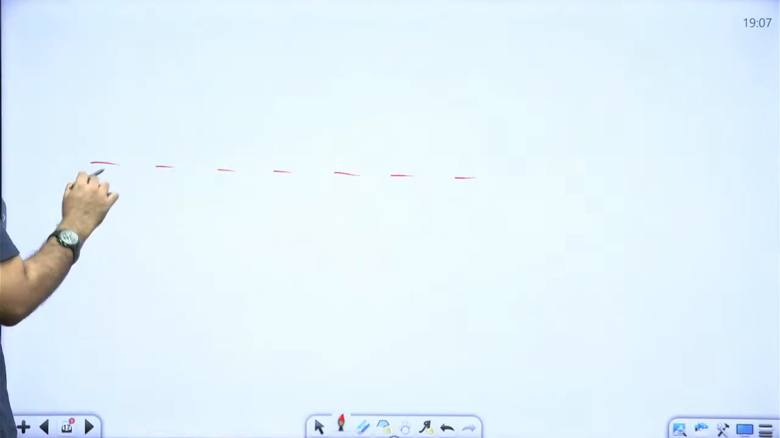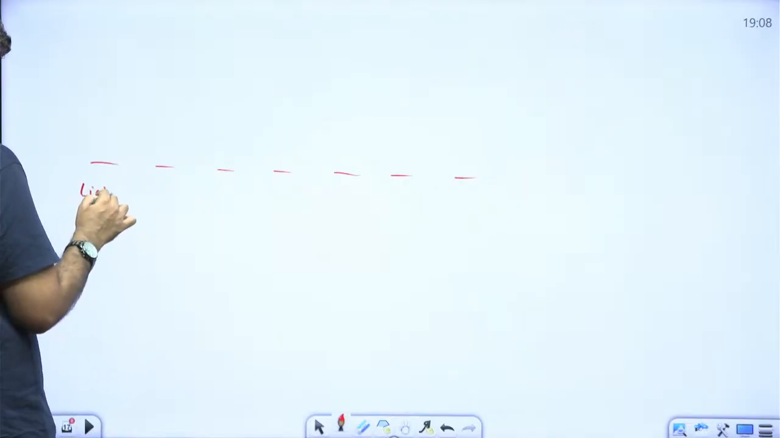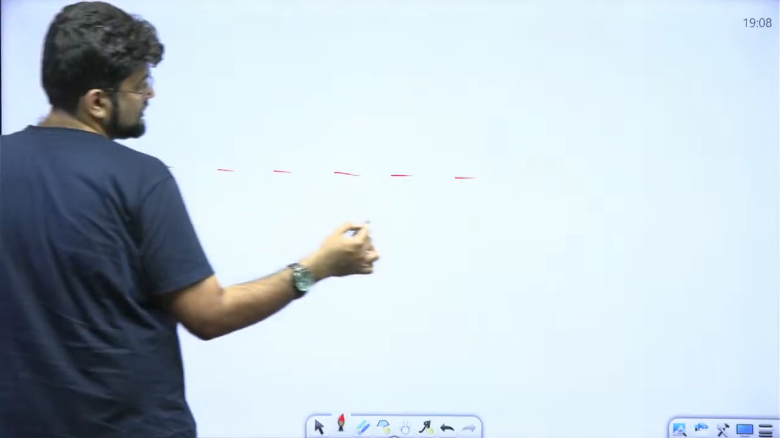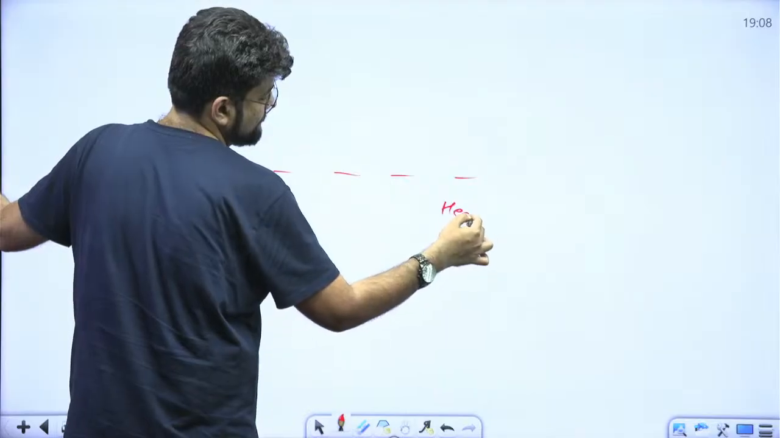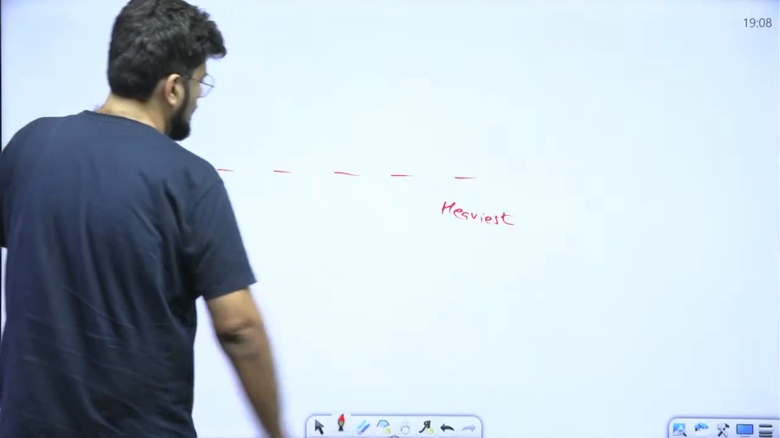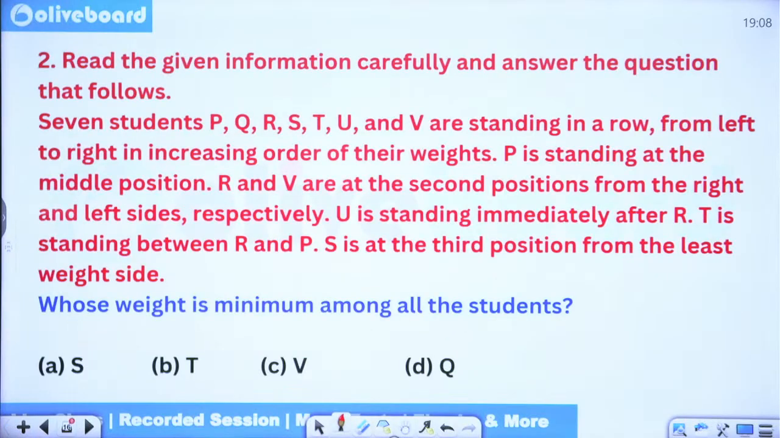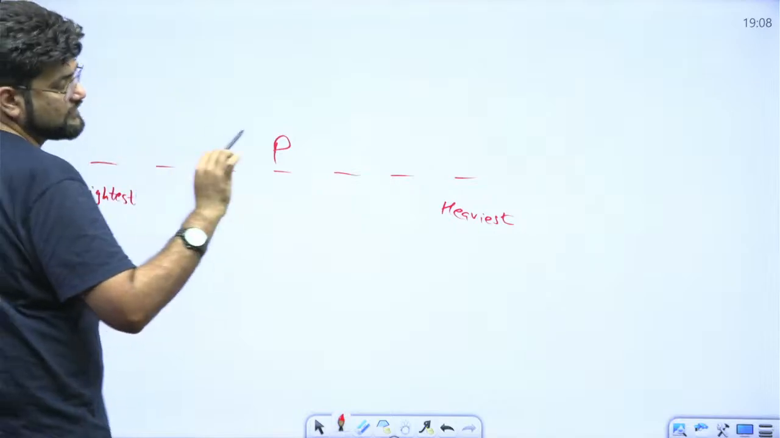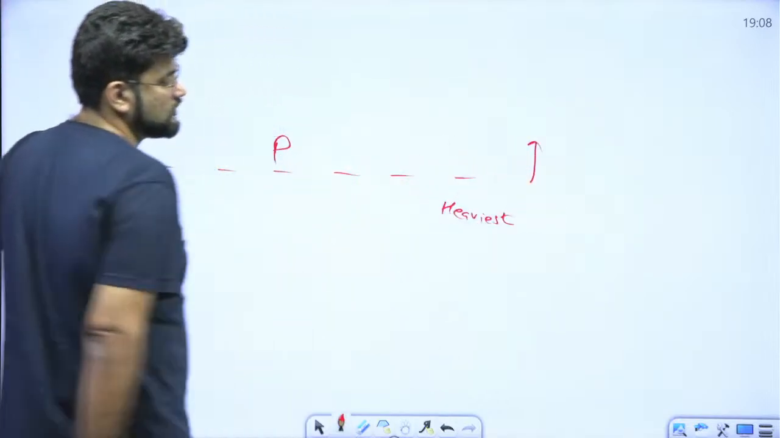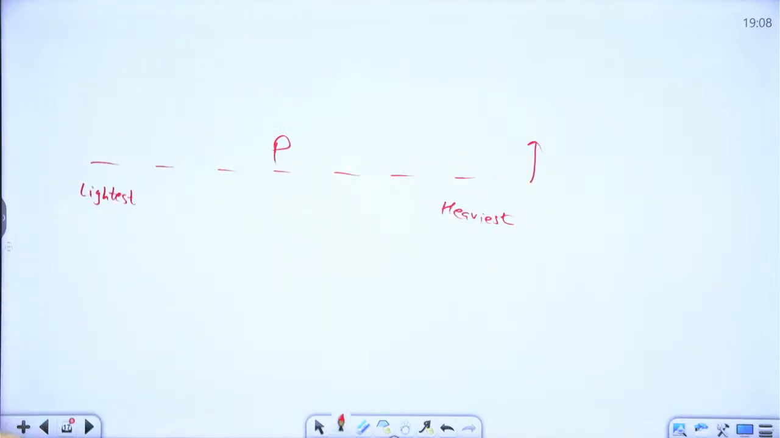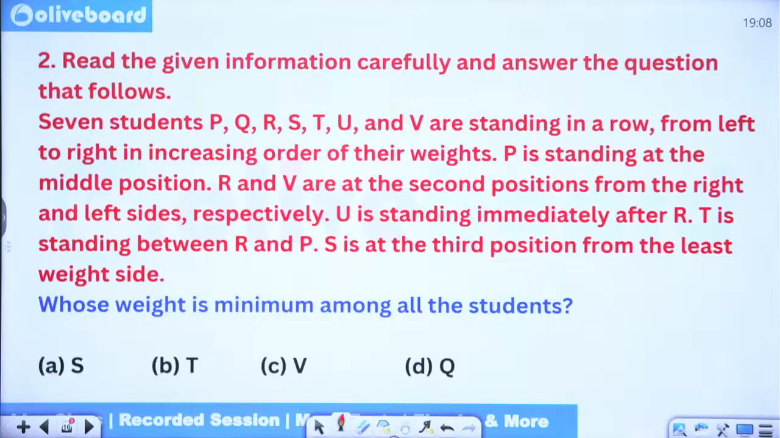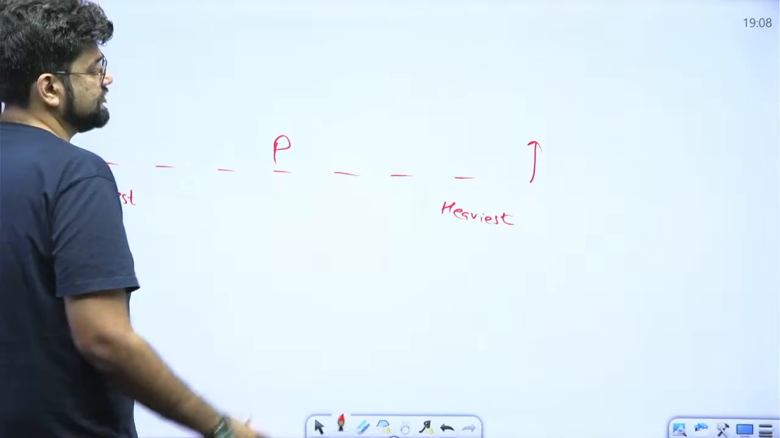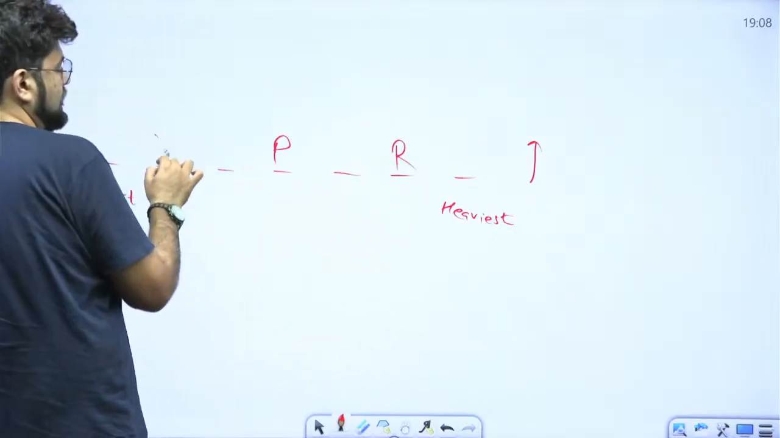So that means the first guy is the lightest, and the last is the heaviest. P is standing at the middle position, at the 3 here. Always remember, if nothing is mentioned, they are facing the north by default. R and V are the second positions from the right and left side respectively. R is second from the right and V is second from the left.